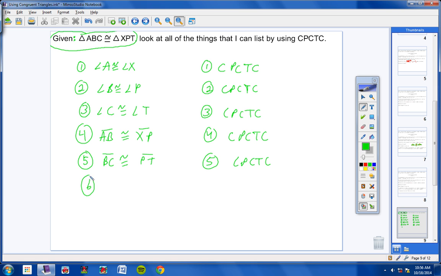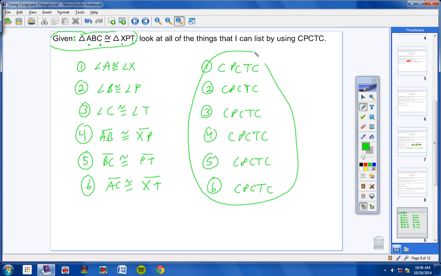And then my first letter is A and my last letter is C. So AC is congruent to XT. And again, the reason would be CPCTC. Okay, students? So we're going to use this a lot. So get used to that. And you can use this once you have stated that two triangles are congruent. You can then state that any of their parts are congruent.